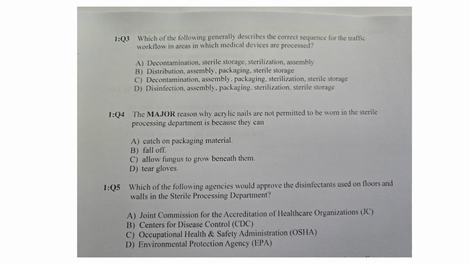Question 5. Which of the following agencies would approve the disinfectants used on floors and walls in the sterile processing department? A, Joint Commission for the Accreditation of Healthcare Organizations. B, the CDC, Centers for Disease Control. C, OSHA, Occupational Safety and Health Administration. Or D, Environmental Protection Agency, also called the EPA? And the answer is D, the EPA. It is the Environmental Protection Agency.